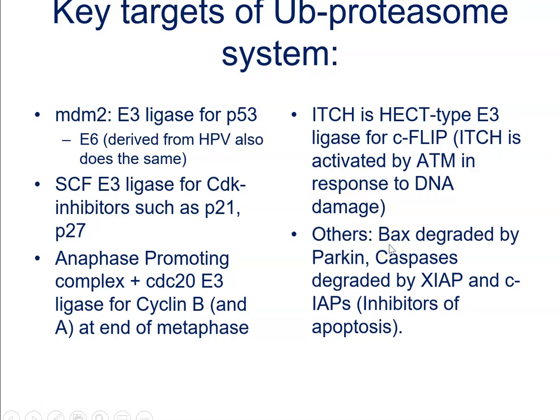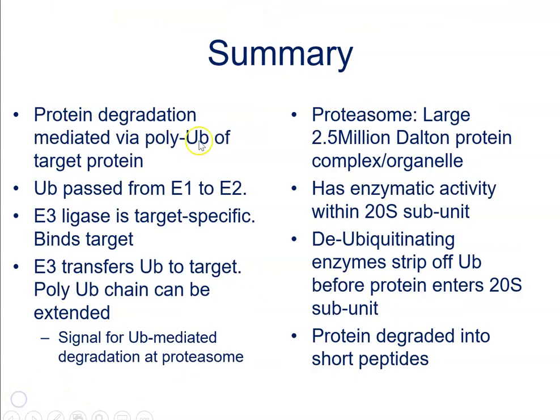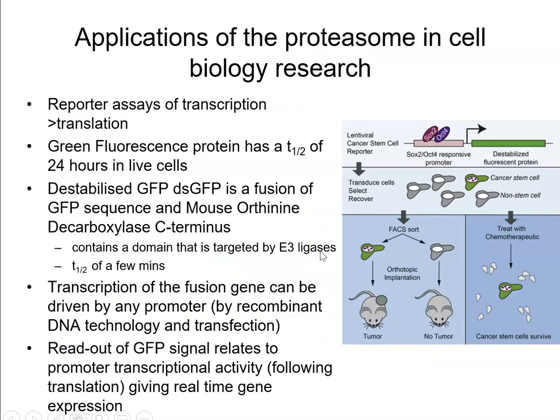BAX, you remember BAX from the intrinsic apoptotic pathway, is degraded by a protein called parkin. And in the apoptotic signaling pathways, you'll have seen proteins with the name XIAP, which is the X-linked inhibitor of apoptosis, and cIAP, which is a cellular inhibitor of apoptosis. These are both E3 ligases which result in the specific degradation of active caspases. The job of these is to prevent unnecessary or unwanted apoptotic signaling via the caspase cascade. So you can see that the whole apoptotic cascade and cell cycle are intrinsically linked into the cytoplasmic proteasome and ubiquitination.